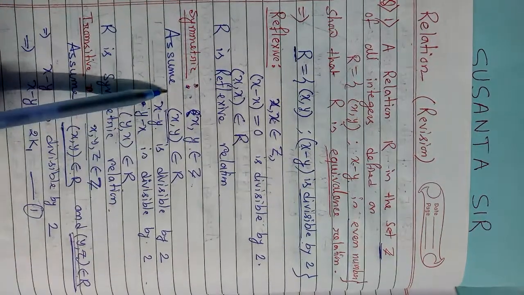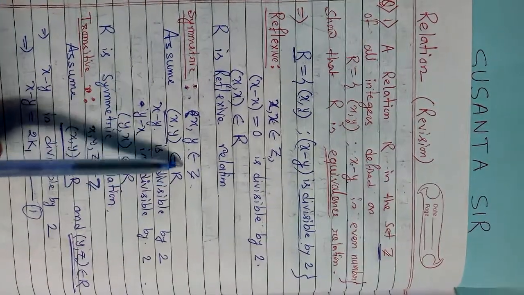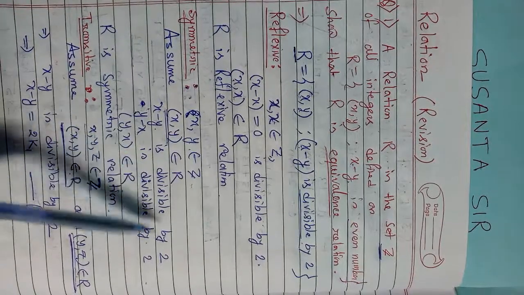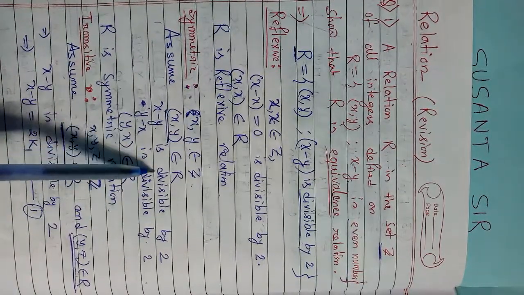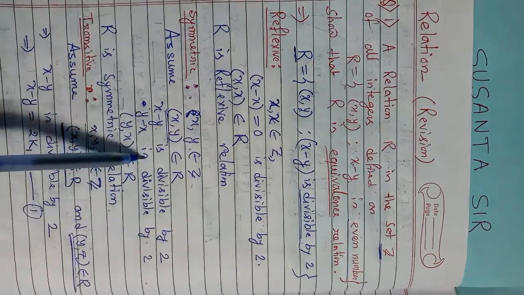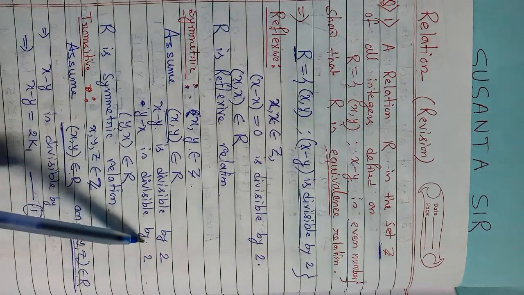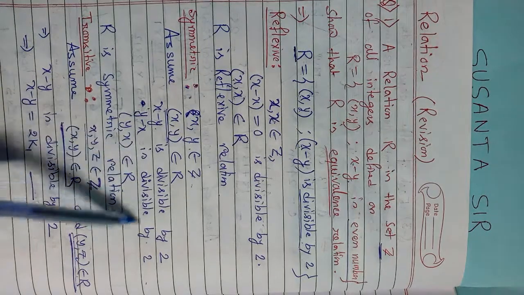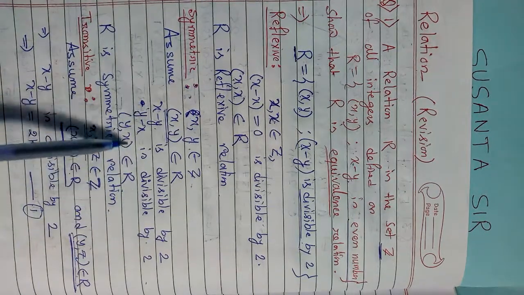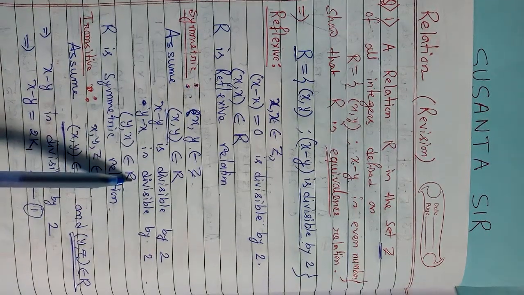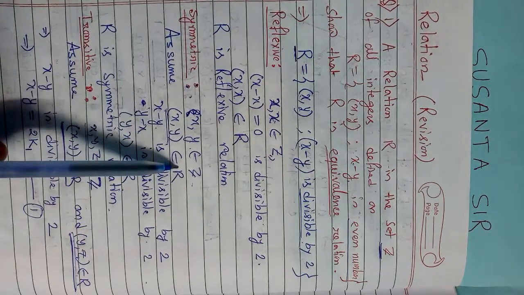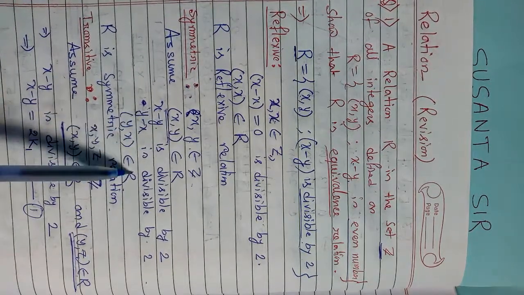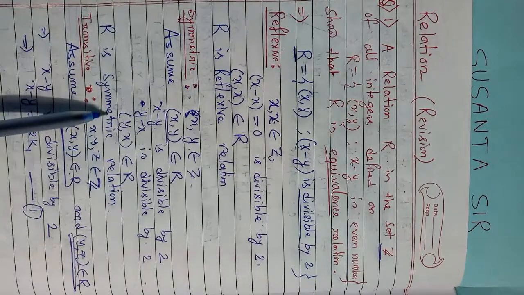Now for symmetric, you have to choose two different elements x and y belonging to Z, and we assume that (x, y) belongs to R. (x, y) belongs to R means x minus y is divisible by 2, and since x minus y is divisible by 2, obviously y minus x is also divisible by 2. Therefore (y, x) belongs to R. We chose (x, y) belonging to R and showed that (y, x) belongs to R. That means R is a symmetric relation.